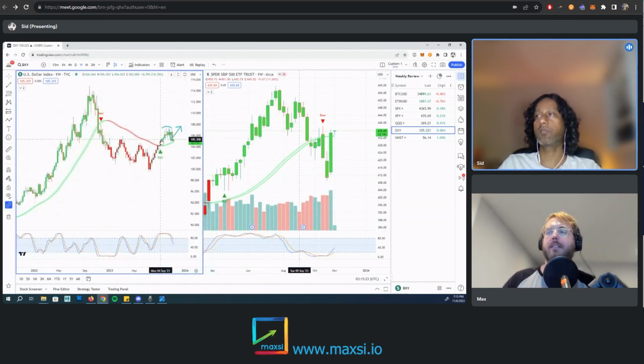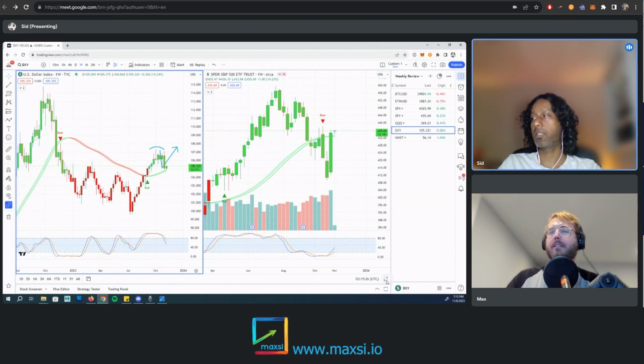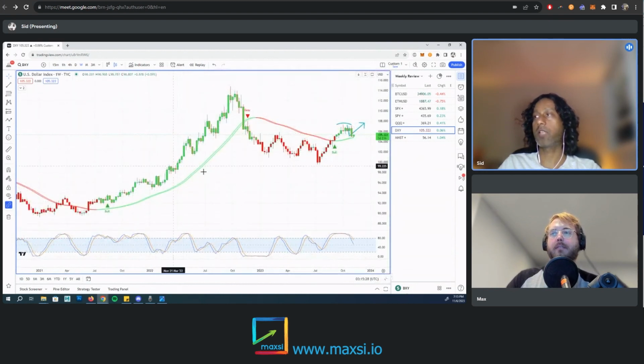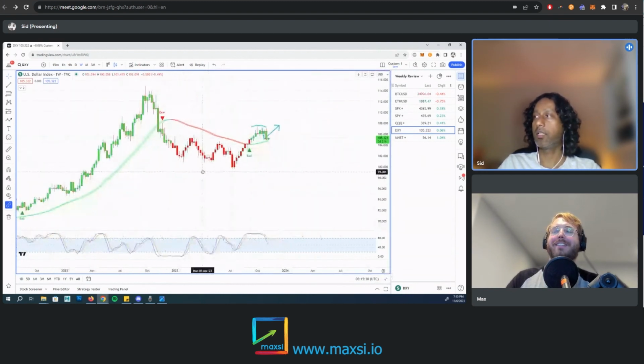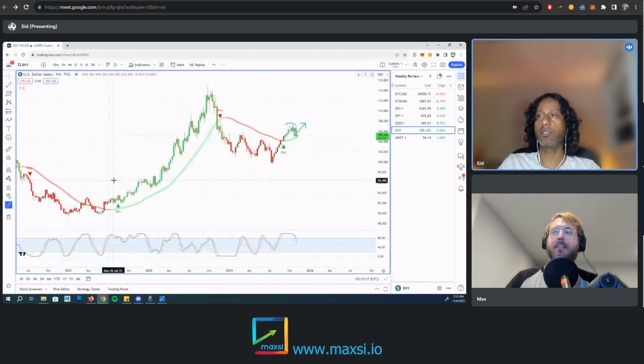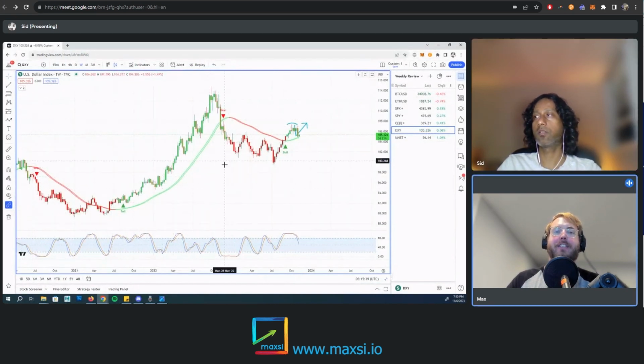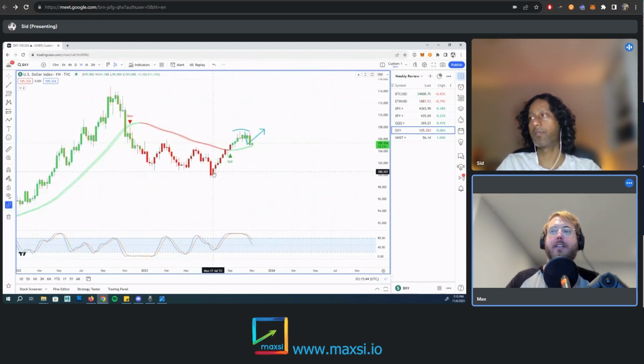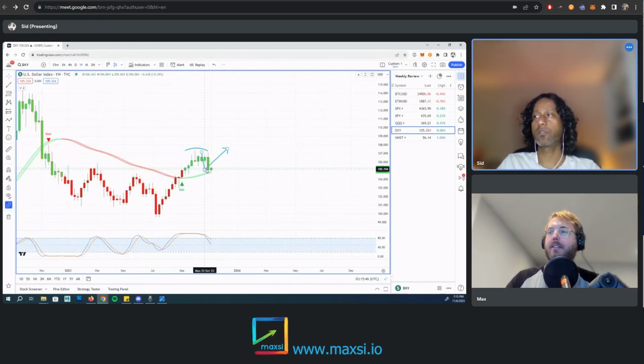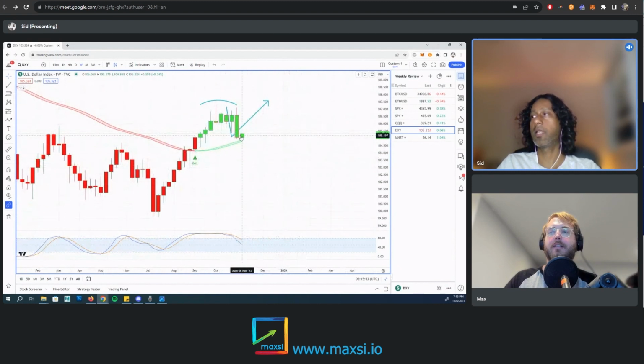So now with the DXY, you can see this is the last run up. If you were trading forex, this would be really easy and helpful. Yeah, you would basically go long the US dollar against another foreign currency. And for the dollar to continue bullish, we would have to bounce here, which looks like it's starting to do. And then we continue making new highs.